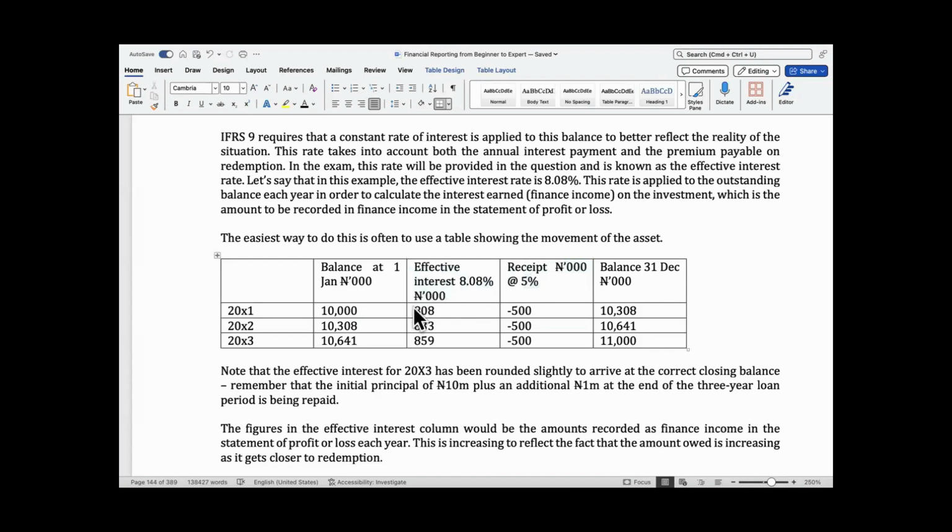But it's not this 8.08% we are getting in year one. We're only getting 500. Remember that the extra 1,000, they will pay it along with the principal. So when we receive this 500, out of this 808, the remaining 308 that is receivable, you just add that to the 10,000. So the balance in our financial asset account will be showing 10,308.